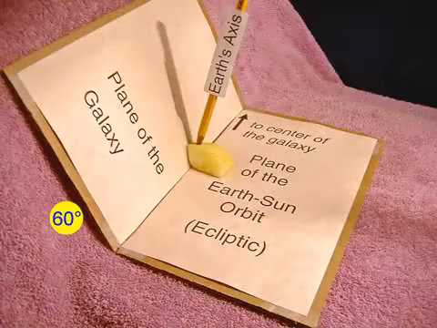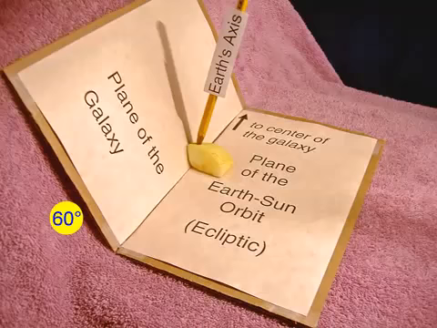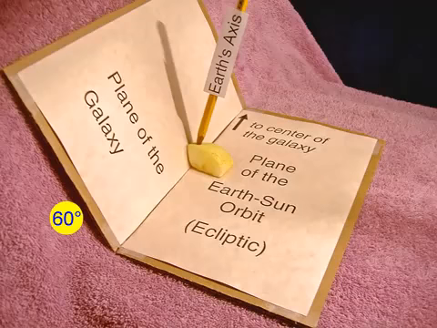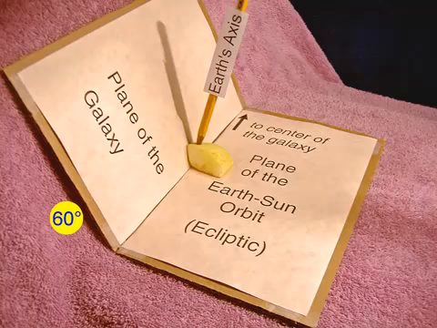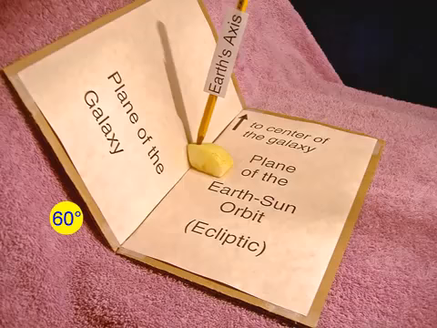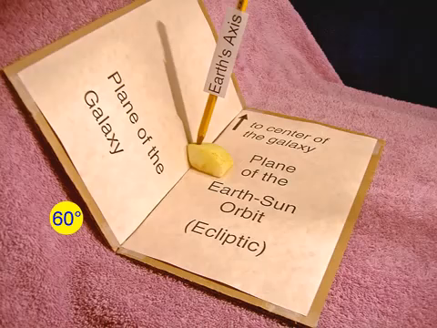Here's our three-dimensional model. The half that's lying on the table represents the plane of the Earth-Sun orbit, the ecliptic. The other half represents the plane of the galaxy, which again is always fixed at 60 degrees. As you can see, our pencil represents the Earth's axis of rotation. It's important to note that the axis of the Earth is the only thing in our model that moves. This is what keeps our model simple and easy to understand.